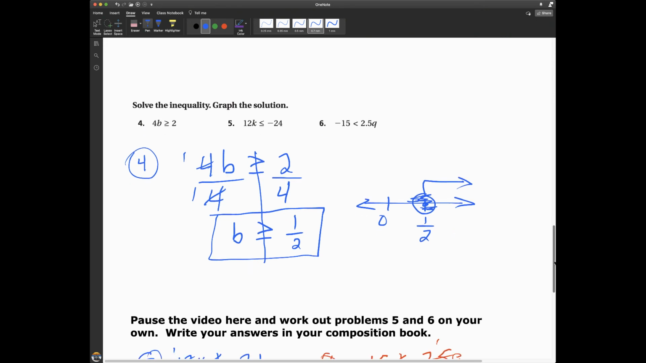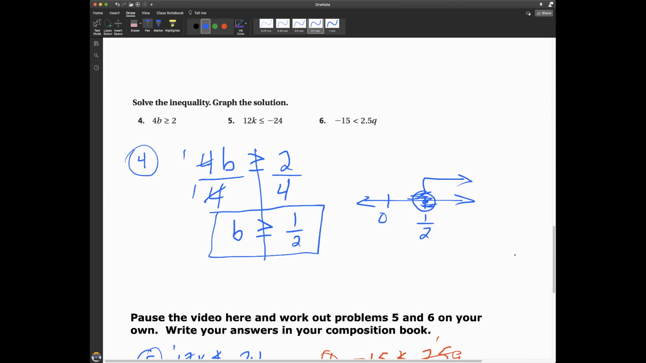So for the last part of the video, I want you to go ahead and work out problems 5 and 6 in your composition book. So go ahead and pause the video if you're watching this on YouTube, and do that, please. If you are watching this in Edpuzzle, the video is going to pause now, and you can work out problems 5 and 6 in your composition book.